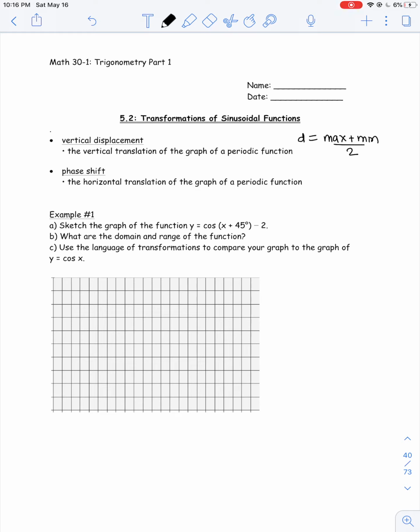So a vertical displacement is a vertical translation of a sinusoidal or periodic function. This can be found by solving for the letter D, which is your max plus min divided by 2. Then your phase shift is your C value in the equation. So our C value tells you the horizontal translation of this sinusoidal function.